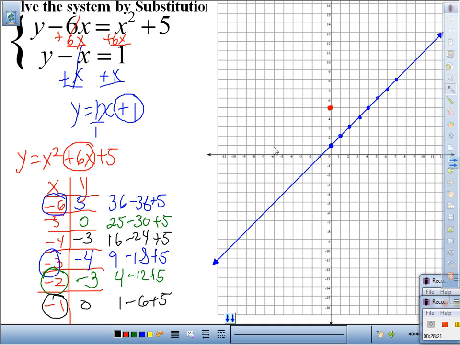-6, 5 is up here. -5, 0. -4, -3. -3, -4. -2, -3. -1, 0. All right, let's plot our graph of the parabola.